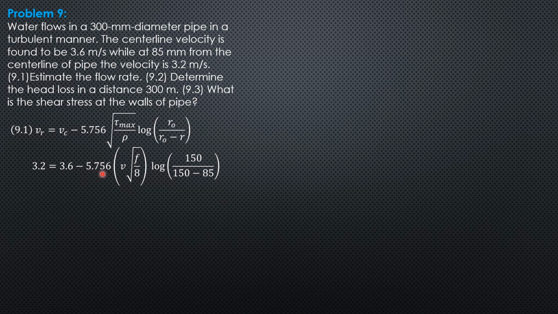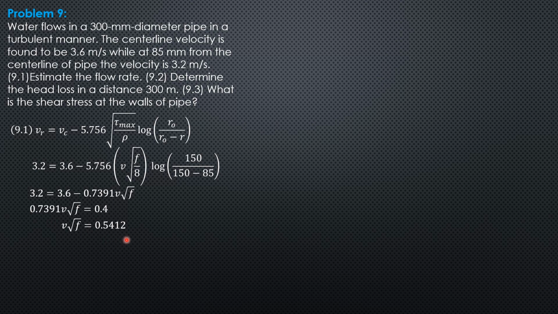So we can compute this, combining the constants here. So 3.2 equals 3.6 minus 0.7391 V square root of f. So 0.7391 V square root of f is 3.6 minus 3.2, so 0.4. From here, we can solve V square root of f: 0.4 over 0.7391, and that is 0.5412.